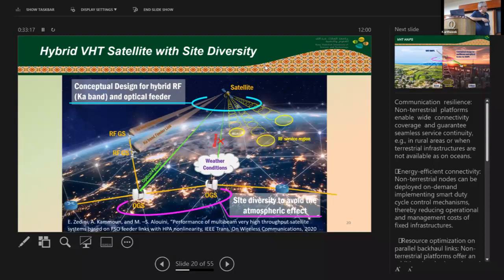So this is, again, not science fiction. It has been demonstrated. There is some good research done, for example, by DLR in Germany.